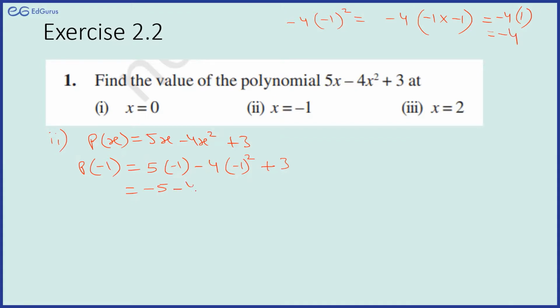Okay? So minus 4 plus 3. तो क्या हुआ? Minus 5 minus 4. क्या हो गया ये? Minus 9 plus 3. So minus 6. ठीक है? So this is the value of the polynomial for x equal to minus 1. बाकी क्या कर लोगे? Yes, ma'am.